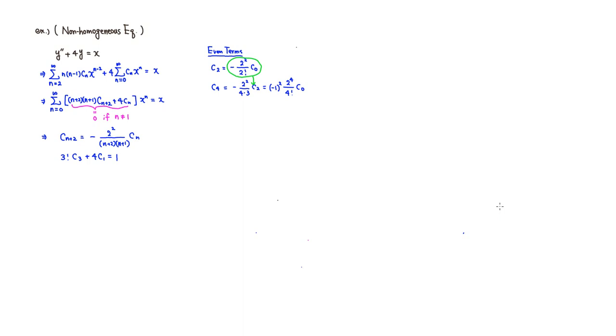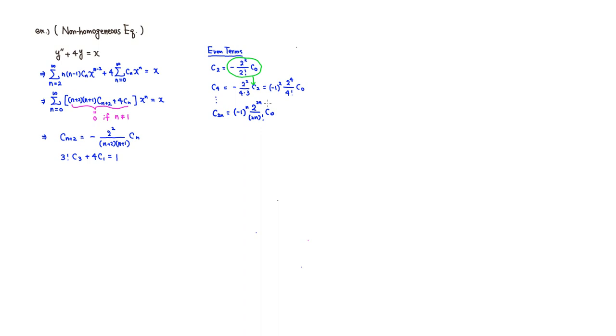So I'm going to come up with a formula for c_2n, continuing this pattern. c_2n is equal to negative 1 to the nth power, times 2 to the 2n power over 2n factorial, times c_0. So we got the formula for the even terms.